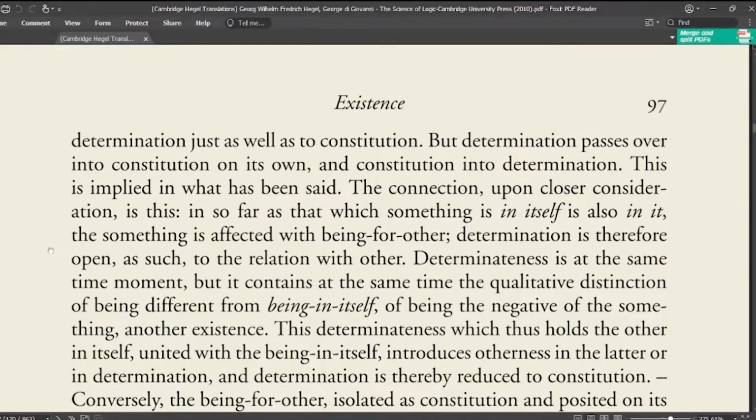The connection, upon closer consideration, is this: insofar as that which something is in itself is also in it, thus something is affected with being for other. Determination is therefore open as such to the relation with the other. Determinateness is at the same time moment.